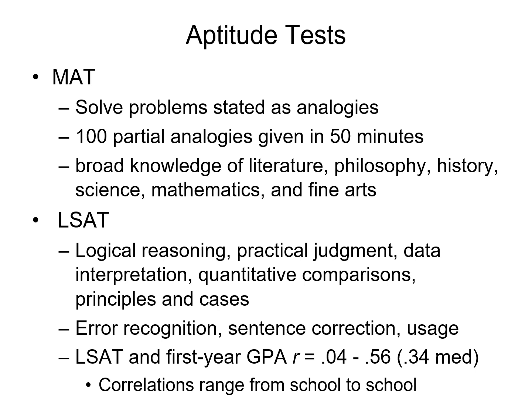The relationship between the LSAT and first year GPA in law school has an r of 0.04 to 0.56, with a median of 0.34. Correlations do range from school to school. That doesn't represent a strong relationship, so think about 0.34. If we did the effect size on that, 0.3 times 0.3, it's basically about 10% of the variance explained.